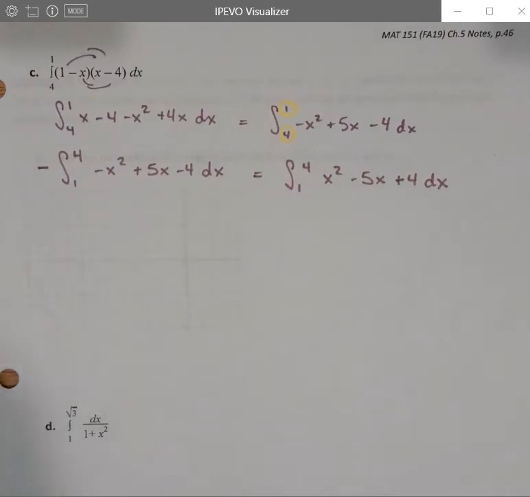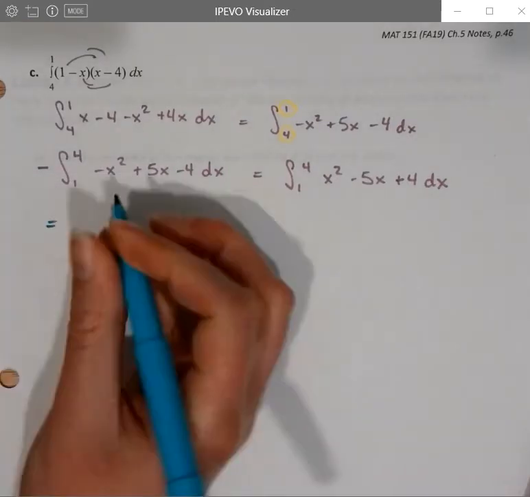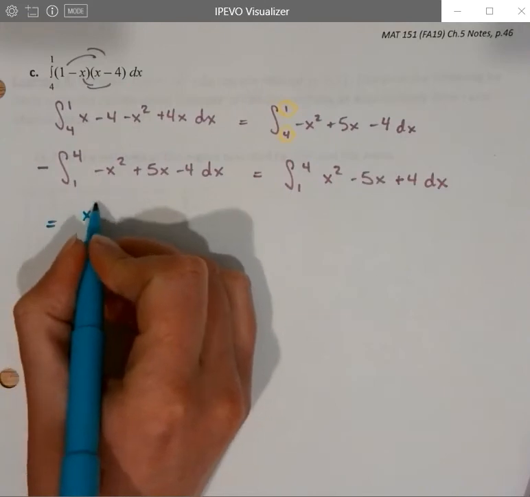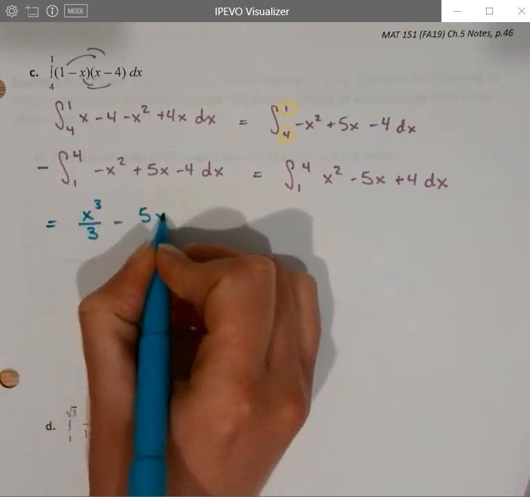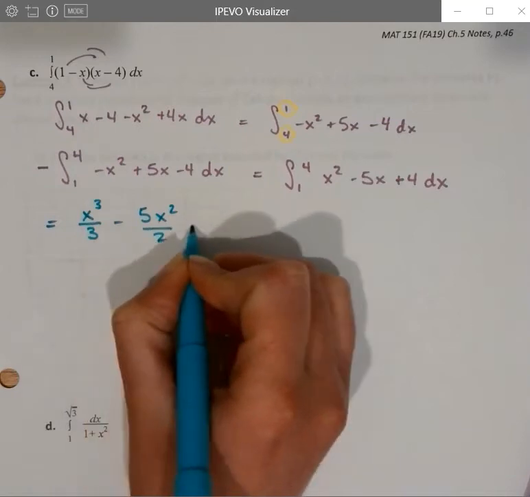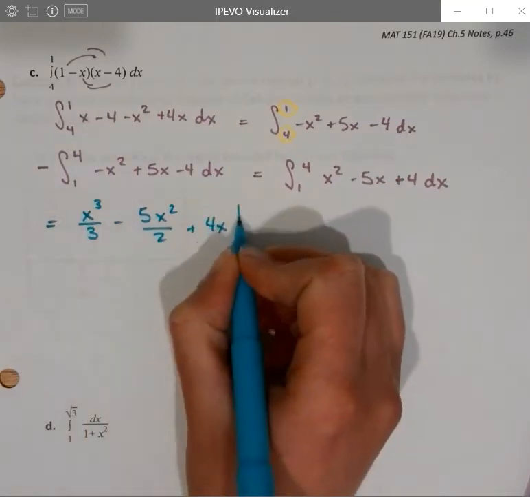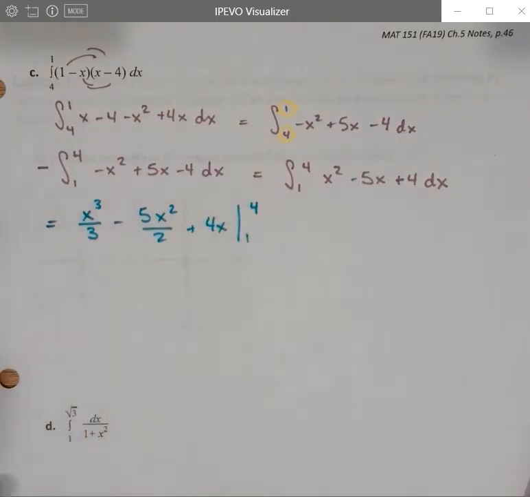So we didn't do any integration yet, but we've gotten this rewritten a few times, and so when I integrate it, it's now got standard bounds, and I can integrate it piece by piece. Okay, now we'll begin the integration step. So we'll integrate the x squared into x to the third over 3 minus 5x squared over 2 plus 4x bounded between our bounds of 1 and 4.